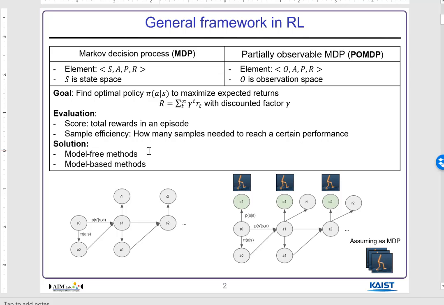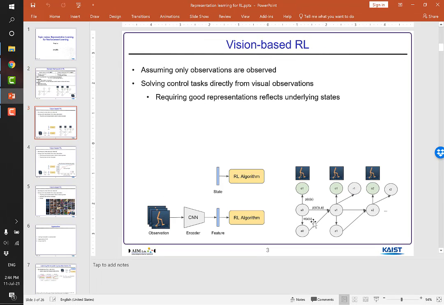And the solution for these two problems can be a model-free or model-based method. In the model-free method, we don't know the true transition probability. Actually, we don't use it. We only use samples of the state, action, and reward to learn the optimal policy. And in the model-based method, we try to learn the transition probability, then use it for planning. Okay, so this is the general framework.